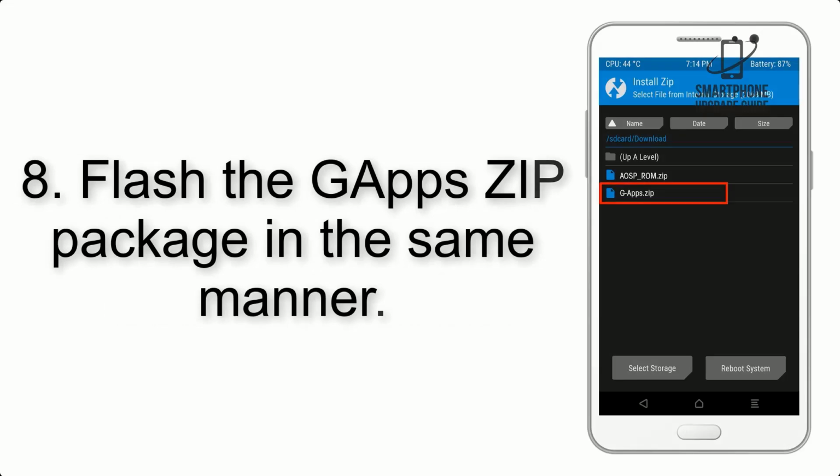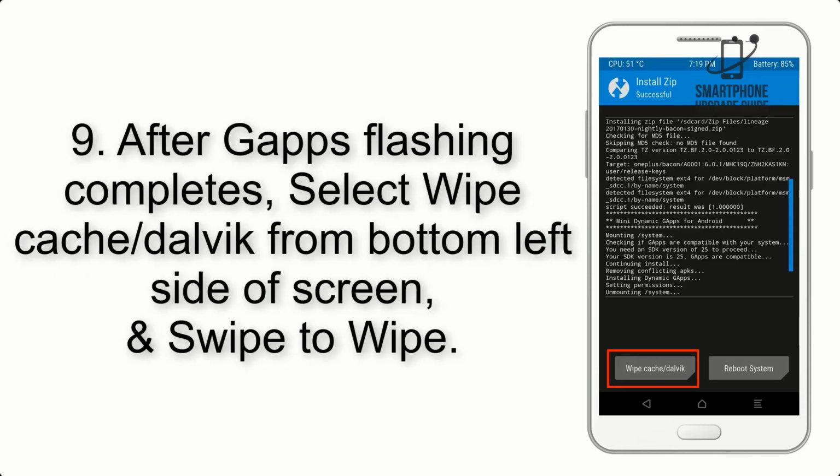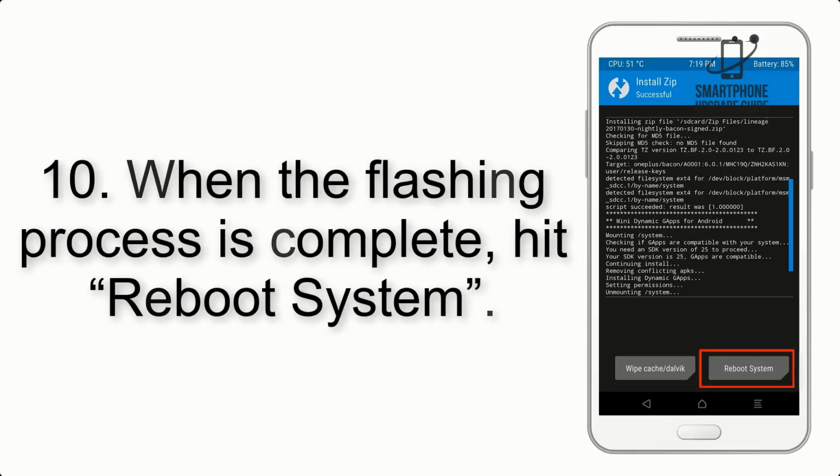Step 8. Flash the GApps zip package in the same manner. Step 9. After GApps flashing completes, select Wipe Cache and Dalvik from bottom left side of screen, and swipe to wipe. Step 10. When the flashing process is complete, hit Reboot System.